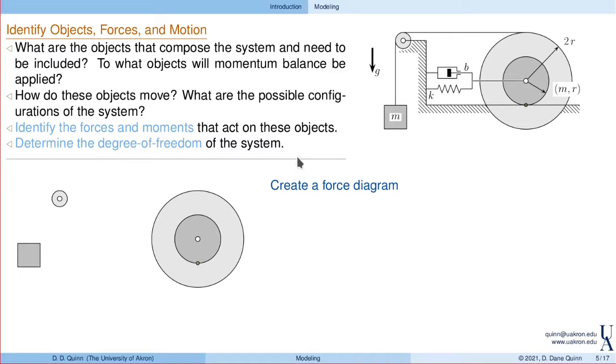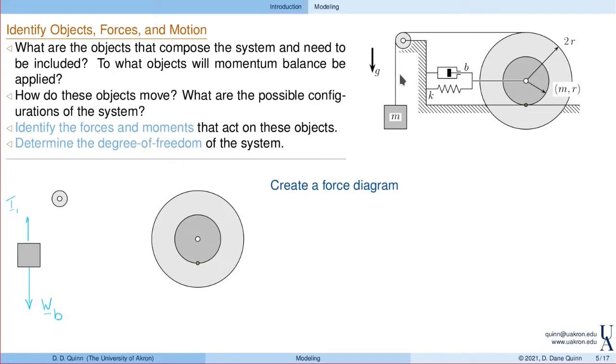And now we want to identify the forces and moments that act on these objects. I don't need to know what they are. I just want to know that they're there. What forces act on the block? Well, we're going to have the weight. That's going to be, say, W of B, the weight of the block. We'll also have the tension from the cable. We'll assume that's directed as T1.